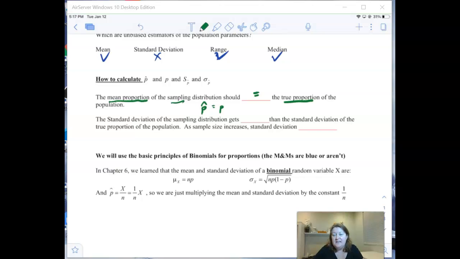And then there's the standard deviation of the sampling distribution compared to the standard deviation of the true proportion. The standard deviation of the true proportion is already set. We just don't happen to know what it is. The standard deviation of a sampling distribution gets smaller than the standard deviation of a true population as sample sizes increase. As sample size increases, standard deviation decreases.